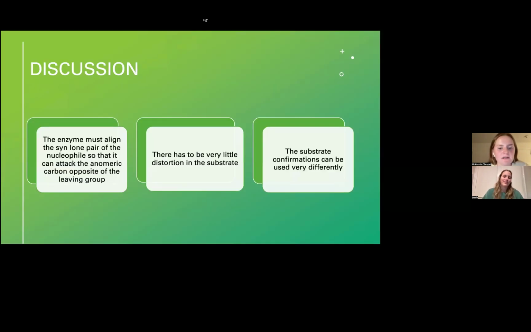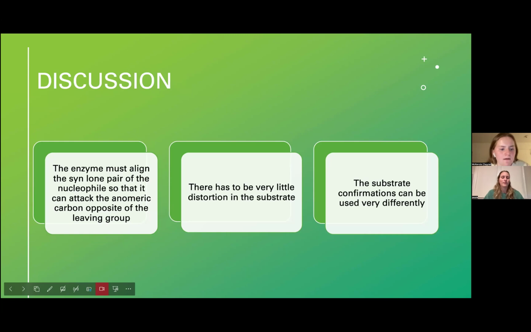Lastly, in their discussion, they found a few rules regarding the structure of alpha galactosidase. So the first rule being that the enzyme must align the syn lone pair of the nucleophile so that it can attack the anomeric carbon opposite of the leaving group. And this has to happen to achieve the inline attack of the nucleophile.